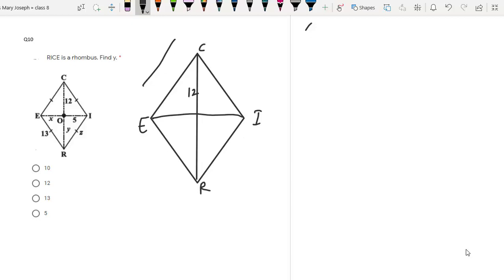Now this is 12. So if OC is 12, what can you say about RO? Obviously it will be how much? 12 only. So you can say the value of y is 12 because diagonals bisect each other. Similarly, if OI is 5, we can say this OE is also 5. Now we have got these values. Finally, if ER is 13, how much is RI? That is Z equal to 13 because all sides are equal. Asked from us is find Y. Y is how much? 12. Okay. I hope you got all the questions. Thank you.